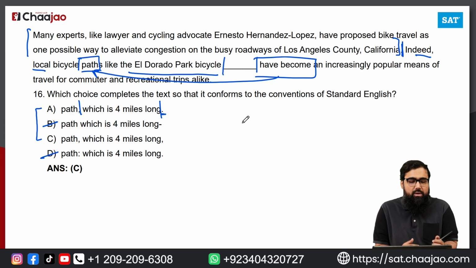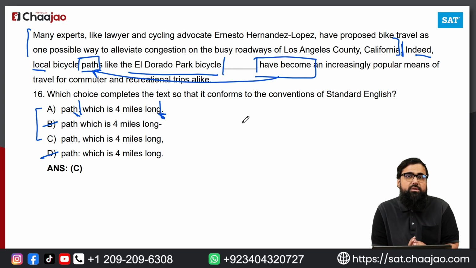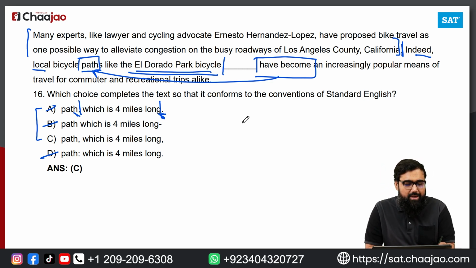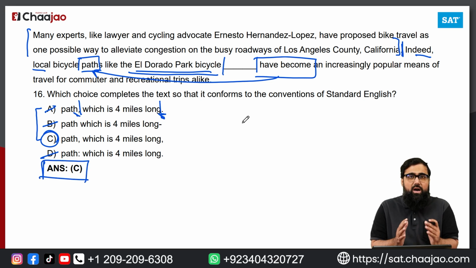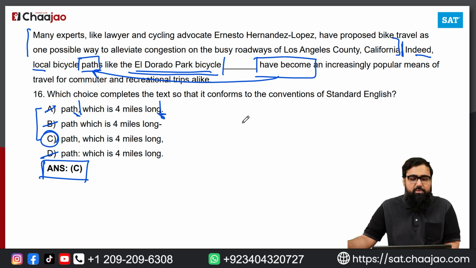So what you're going to do over here is take a comma before which, and take a comma after long. That would make it a non-restrictive clause, and that would also make it a modifier that is talking about this particular path, bicycle path, El Dorado Park, right? So that will make C the best answer for your question. And you have to understand this, that if you have an appositive, even if it were without which, even then you need 2 commas around it.